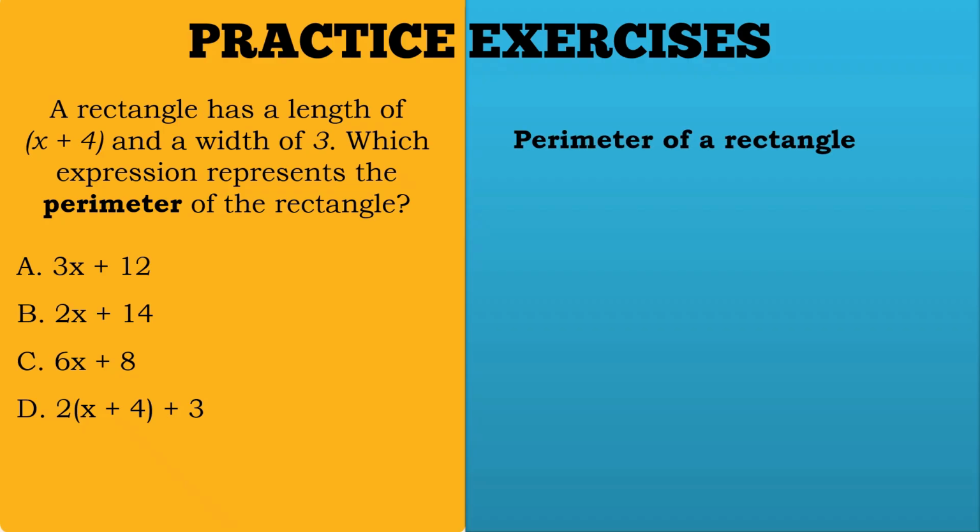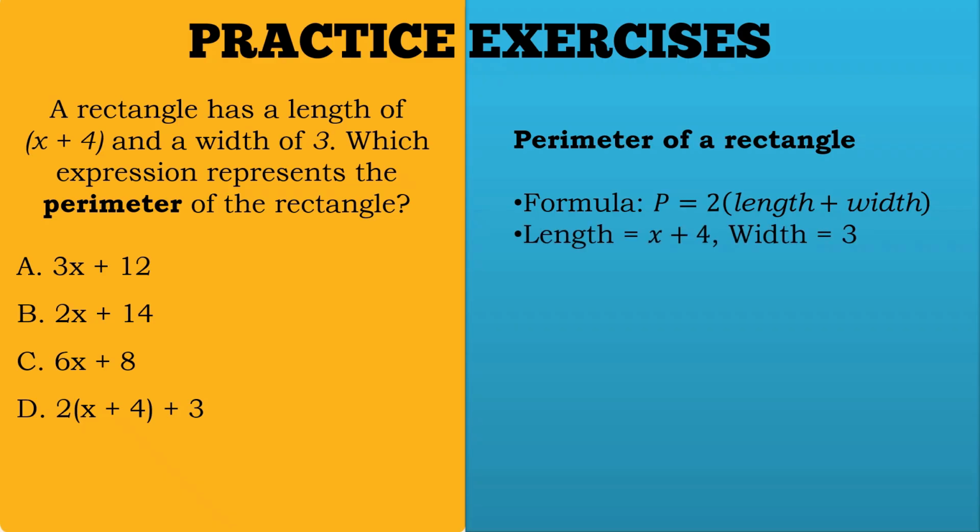Alright, let's find out the perimeter of a rectangle. This is the formula to find the perimeter of a rectangle. P is equal to 2 times the length plus width. So, in our problem, length is equal to x plus 4 and width is equal to 3. Let's substitute these values into the formula. So, P is equal to 2 times the quantity of x plus 4 plus 3.